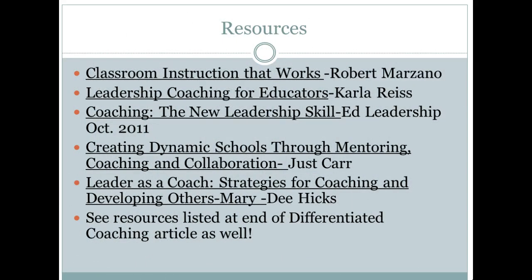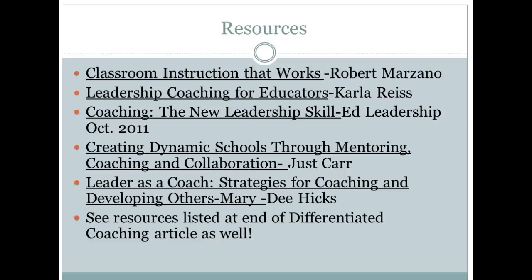There are plenty of resources out there on coaching. Classroom Instruction That Works by Robert Marzano outlines different effective practices for the classroom. So if you aren't familiar with what you could coach your teacher on, that would be a great starting point to find strategies. Leadership Coaching for Educators. Coaching the New Leadership Skill is from Ed Leadership. Creating Dynamic Schools Through Mentoring, Coaching, and Collaboration. Leader as a Coach, Strategies for Coaching and Developing Others.